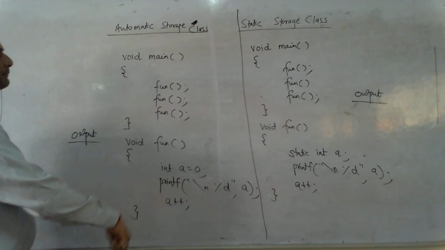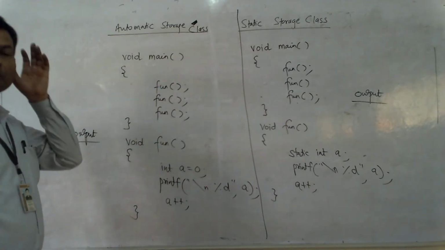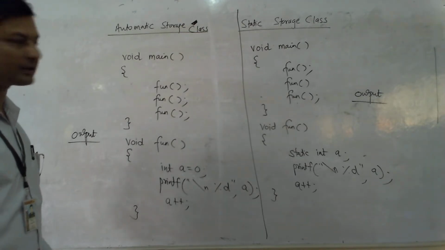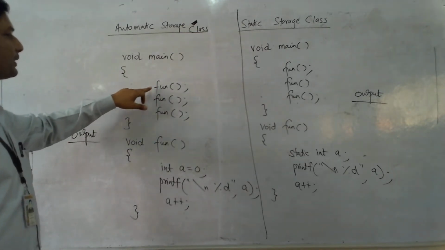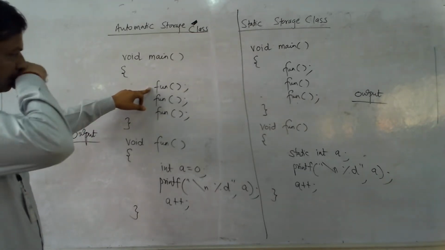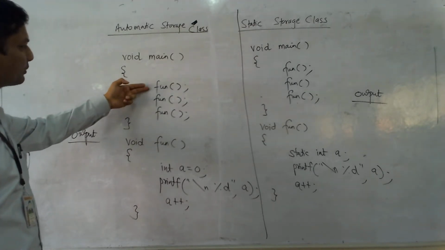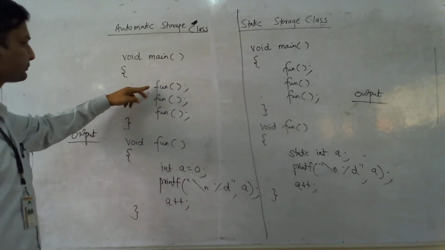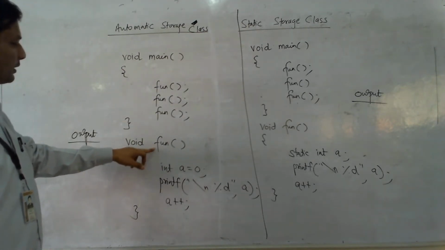So in this example, we have two functions. One of them is main and another one is fun. Obviously, execution of our program will start from the main function. So it will move to line 1. In line 1, we have called a function called fun. So from this line, control will jump to fun.